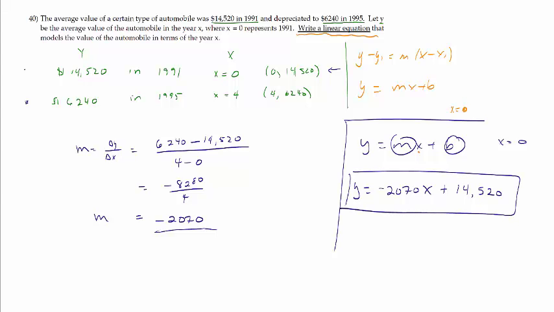And like I said, if you prefer, you can go ahead and use the point-slope equation here. You can plug in either ordered pair. Once you simplify it, you'll have the same exact answer that I do here.